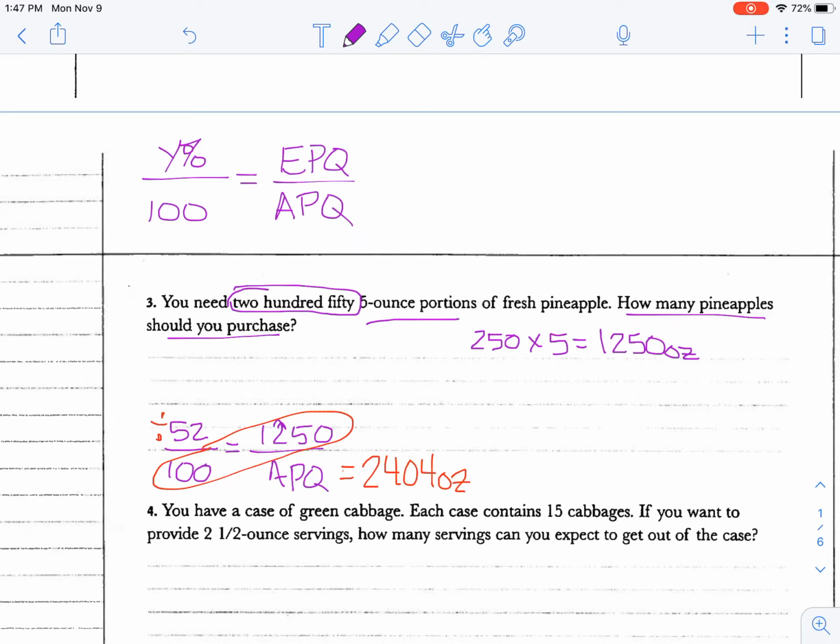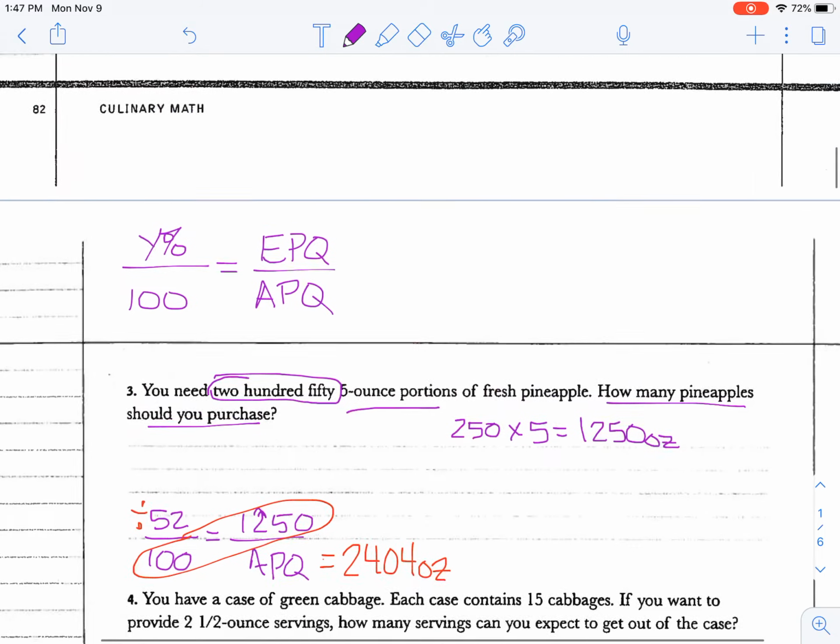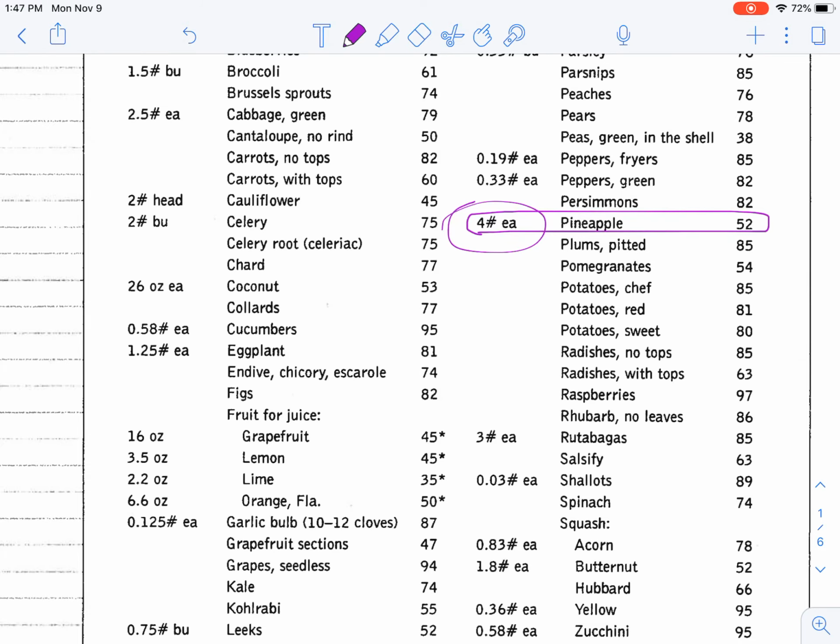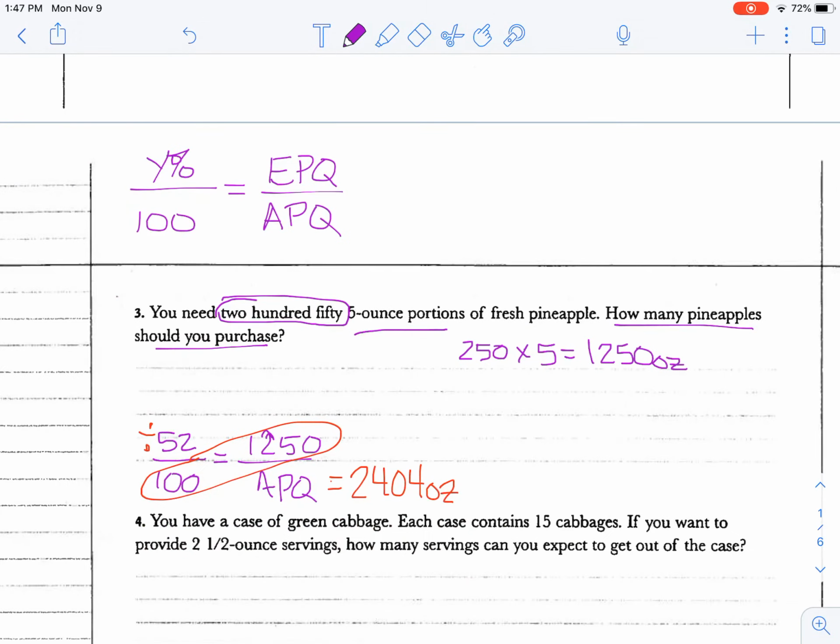So what we need to do is go back to the chart there, and I said that 4 pounds each would come into play here later on. So that means from this particular company, they are saying that each pineapple weighs approximately 4 pounds. Does anybody have an idea of what we need to do with that 4 pounds? You're right, we need to turn it into ounces. How you turn it into ounces is by multiplying it by 16. So that means each pineapple weighs approximately 64 ounces. So from that point, you could take your 2,404 and divide it by 64.